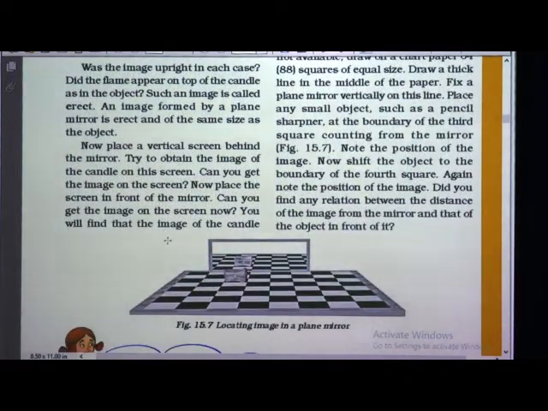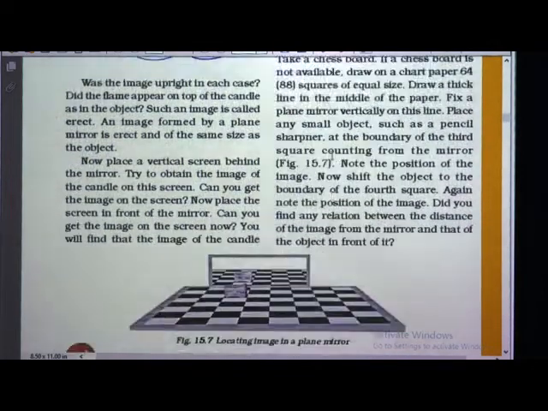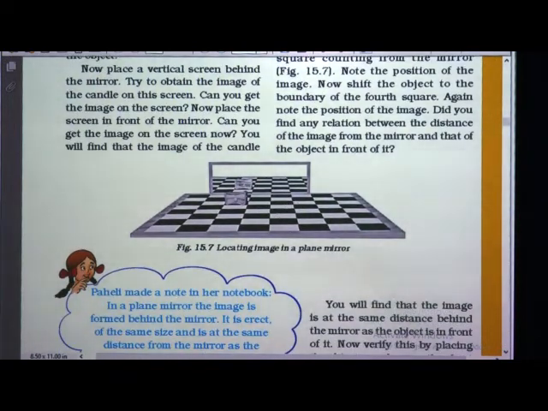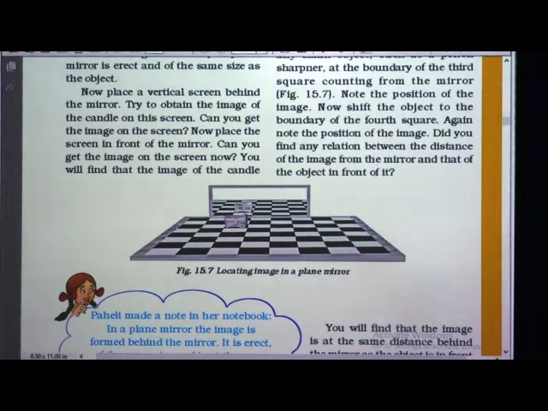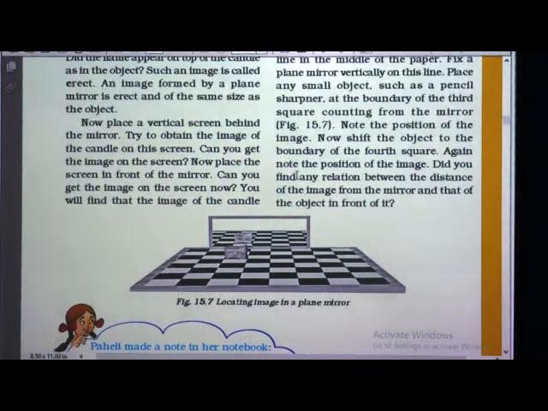Again one more activity is given here. 15.3. What do you have to do? You have to take a chess board and then place a mirror. Where do you have to place the mirror? You have to place a plane mirror vertically on this line. Vertically on the boundary, you take the plane mirror and place it here.